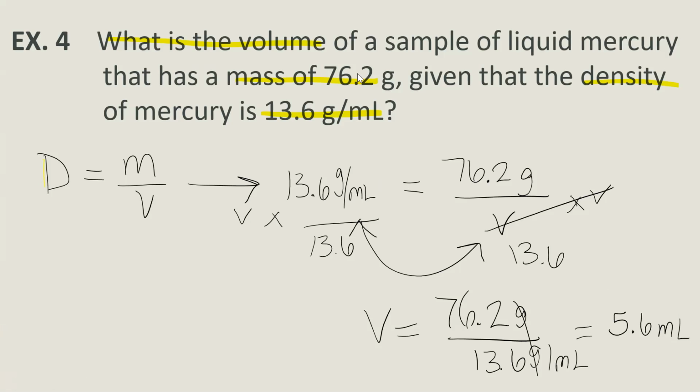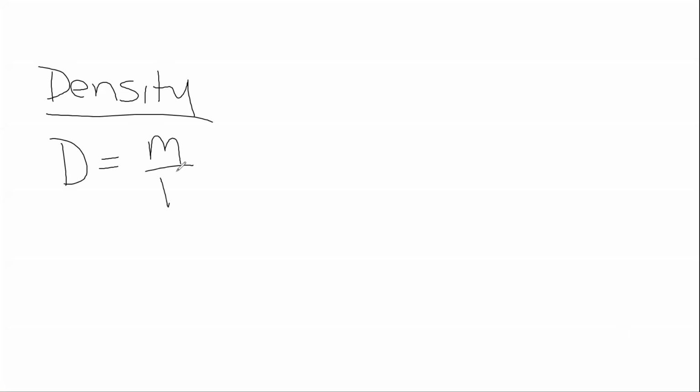Okay, so just to reiterate, real quick, just want to show you. So the equation for finding density is just D equals M over V. Mass in grams, volume in either milliliters, which is all we've done so far, or the next video, cubic centimeters.